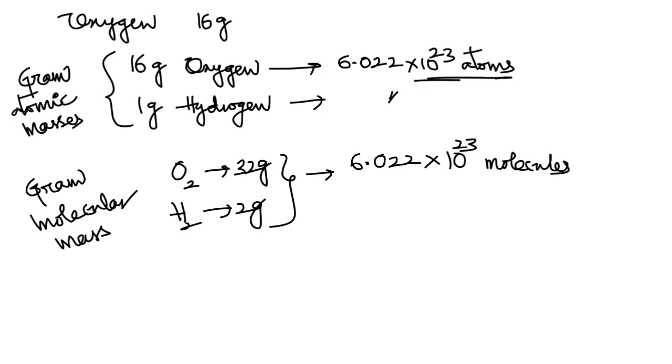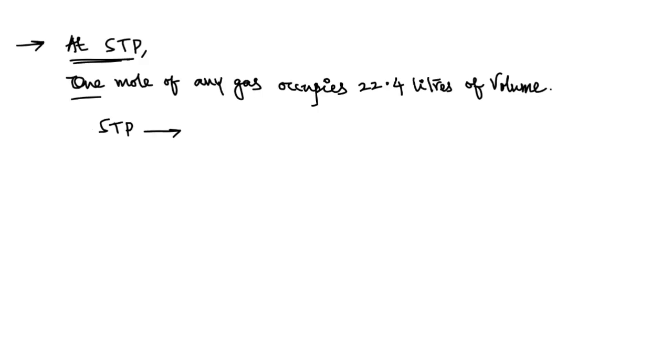Here the particles are atoms. That is the difference. At STP, 1 mole of any gas, maybe oxygen, hydrogen, carbon dioxide, chlorine, whatever it may be, 1 mole of any gas occupies 22.4 liters of volume.